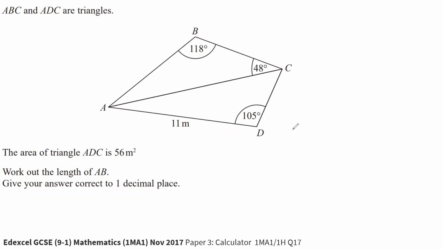So what we've got is a triangle question. We've got two triangles, triangle ABC and triangle ADC. We've been given various angles, a length, and we've also been told the area of one of the triangles. And we've been asked to work out the length of one of the other sides, AB.